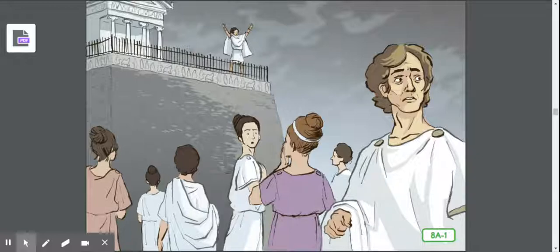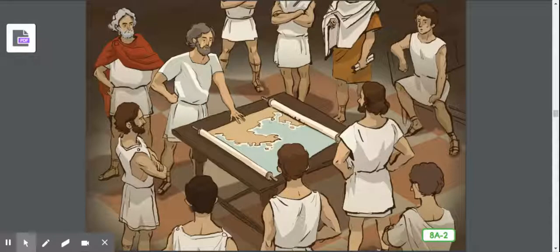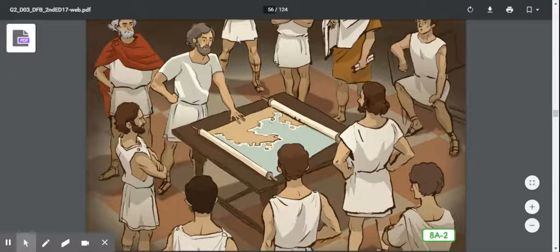"There are not enough of us to face them," moaned an Athenian army general. "Besides, no one can beat Persian soldiers." But another Athenian general, a man named Miltiades, you can see him right here, pointing at the map.